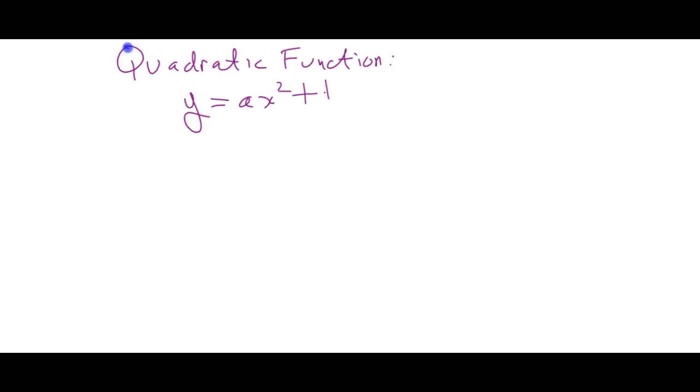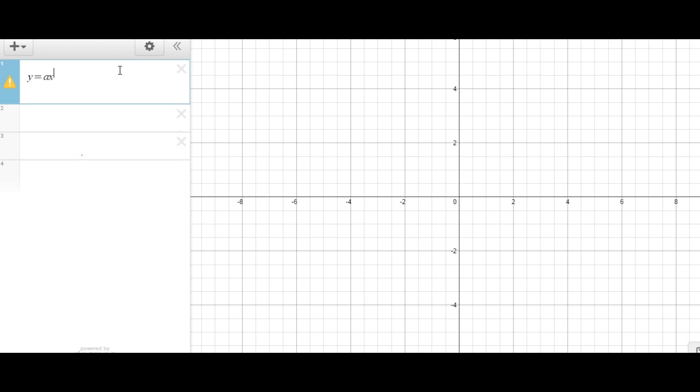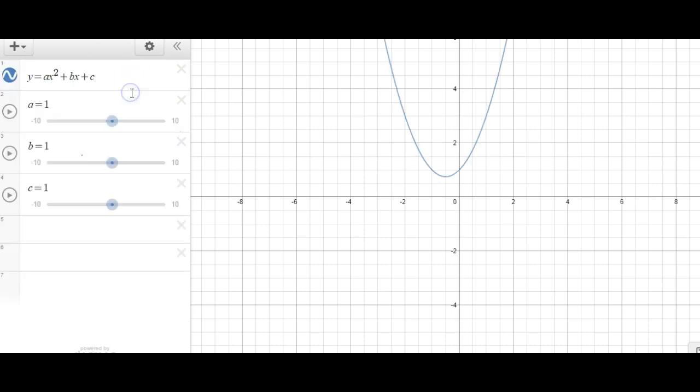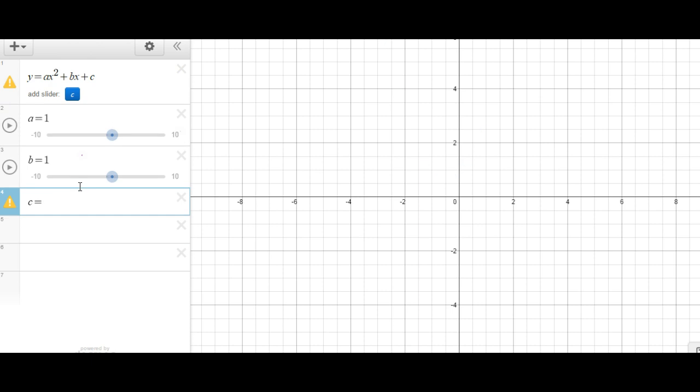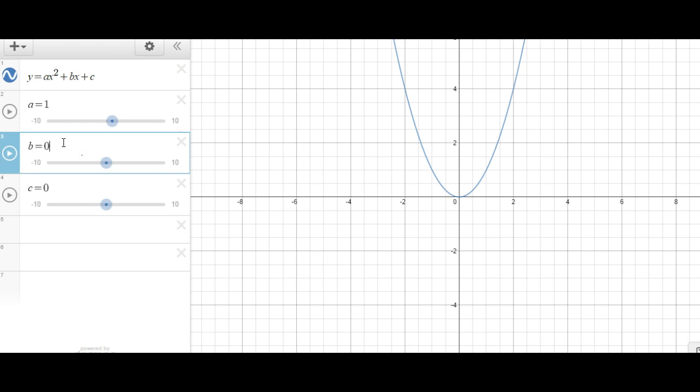We'll do that here. So quadratic function. So it is of the form ax squared plus bx plus c. Y equals ax squared plus bx plus c. And let's make that 0. And let's make that 0. Okay, here's your everyday quadratic, right? You saw this a million times in your 20 course. Quadratic function. This one is just y equals x squared. Okay, so it's got that characteristic.